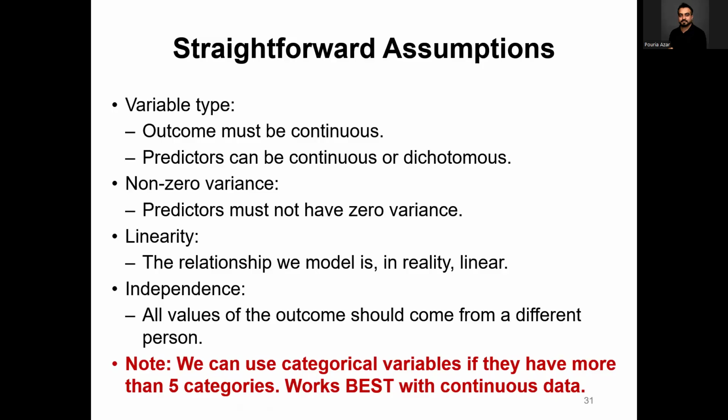We have to have independence, which means all values of the outcome should come from a different person. Remember, we can use categorical variables as our outcome variable if we have more than five categories, but it will be really hard to interpret. So it is better to have a continuous variable for our outcome variable.